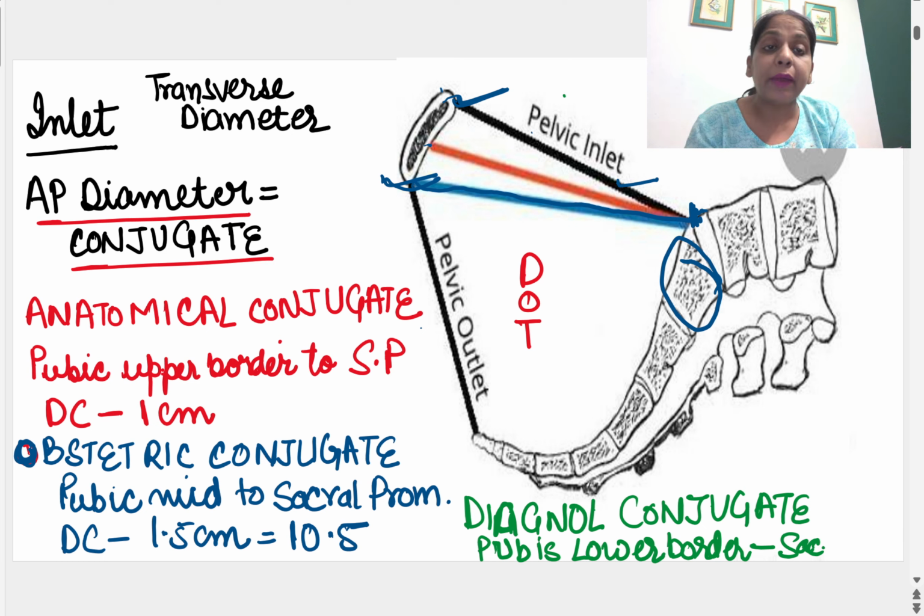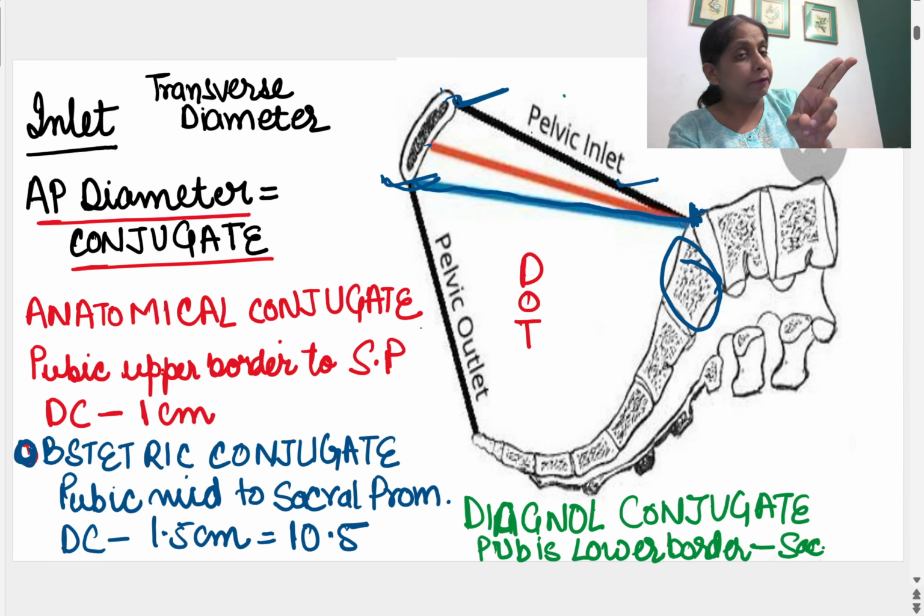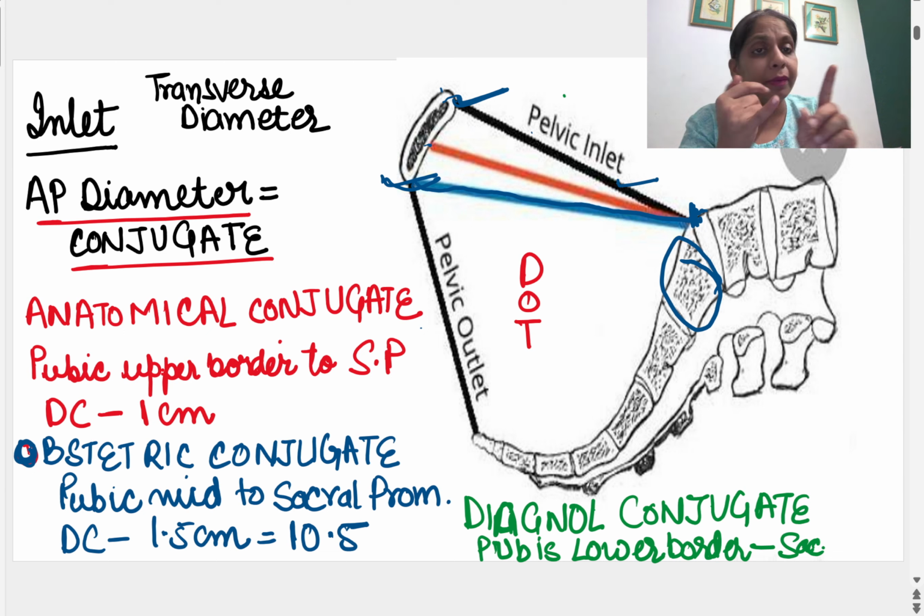Here I would like to tell you why the diagonal conjugate is known as the diagonal conjugate: because we keep our fingers diagonally in the pelvis to measure. If we keep our finger like this, they are in the diagonal. So what can we measure? We can't measure obstetric, we can't measure anatomical, we can measure diagonal.